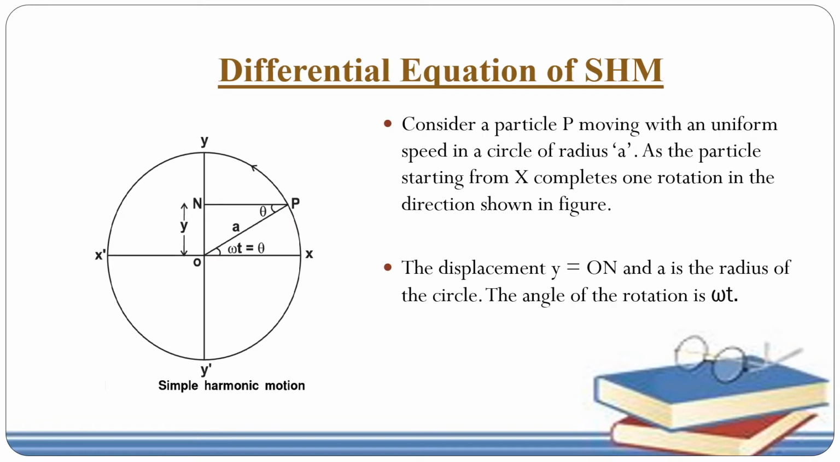Now we are going to see what the differential equation of simple harmonic motion is. Let us consider a particle at the point P moving with a uniform speed in a circle of radius A. The particle starts from X and completes one full rotation in the direction shown in the figure. The displacement y equals ON, and A is the radius of the circle. The angle of rotation is omega t.